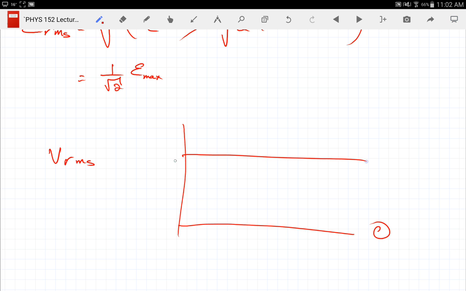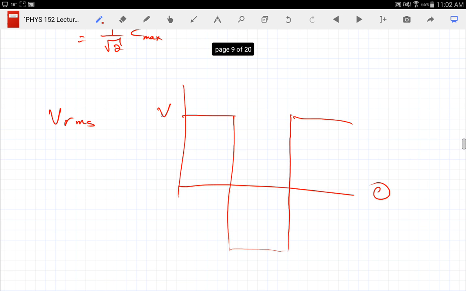Here's 0, here's V. If I square that, I would get V squared. I take the average of V squared, I would have V squared. And then I square root it and I have V. Right, so the RMS value for a DC voltage is just the voltage. If I, instead of that, had something like this, a square wave that goes from plus V to minus V, that would also have an RMS value of just V. So the RMS equation that we use is only specifically for sinusoids.